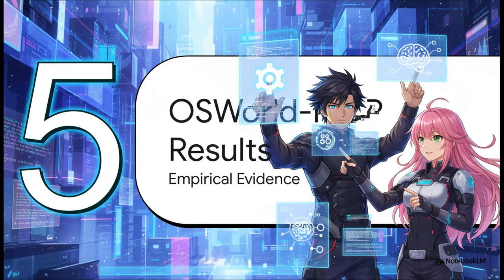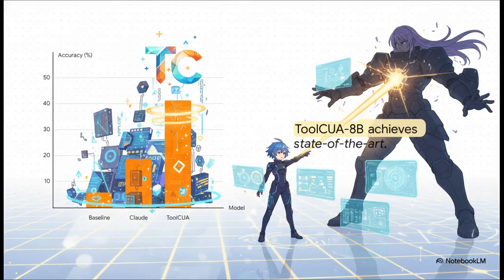Finally, Section 5, OSWorld-MCP empirical results. The data here is definitive. ToolCUA, operating at just 8 billion parameters, hits a state-of-the-art 46.85% task accuracy. To put that into perspective, that is a massive 66% relative performance jump over its foundational baseline, Qwen3-VL-8B Instruct. It's completely outperforming much larger proprietary models. This really proves that optimal path orchestration is a far superior lever for driving performance than just raw parameter scaling.